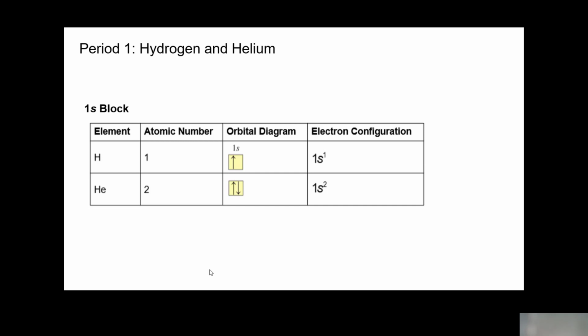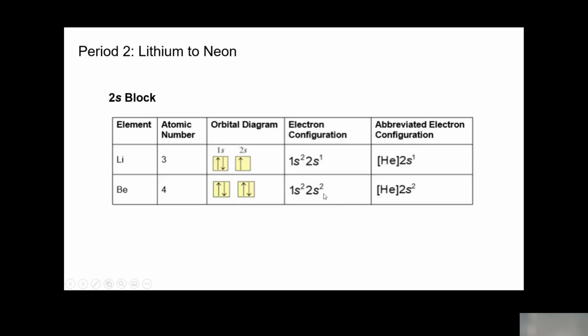So here's block 1, and this is the 1s. So hydrogen has an atomic number of 1, so we use 1 electron. And then we write 1s1. And you're just going to keep building up upon this. Helium has an atomic number 2, so we have 2 electrons, and 1 goes up, 1 goes down, and you write 1s2.